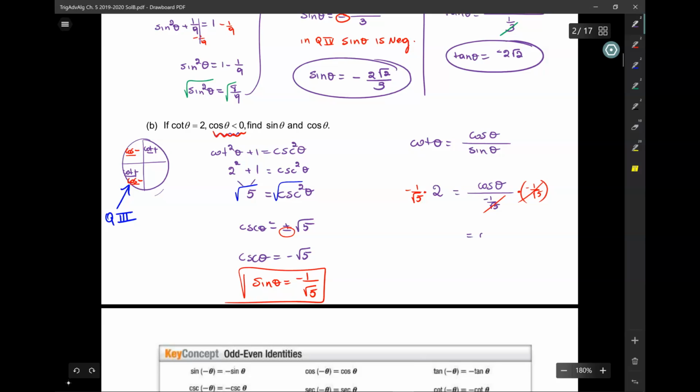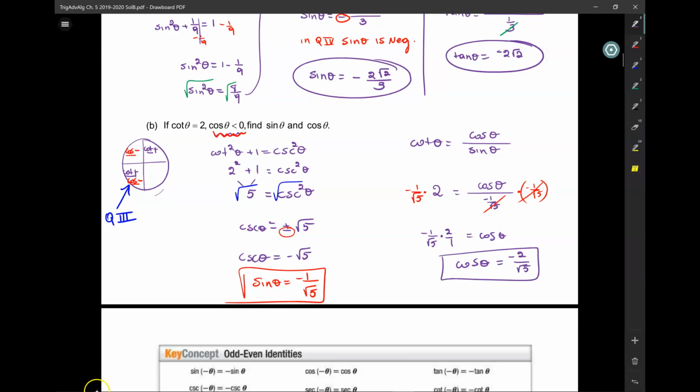So cosine, because you have to multiply by the exact denominator to get rid of the denominator. I'll show you in a minute. So it's negative 1 over root 5 times 2 over 1. So cosine is negative 2 over root 5.